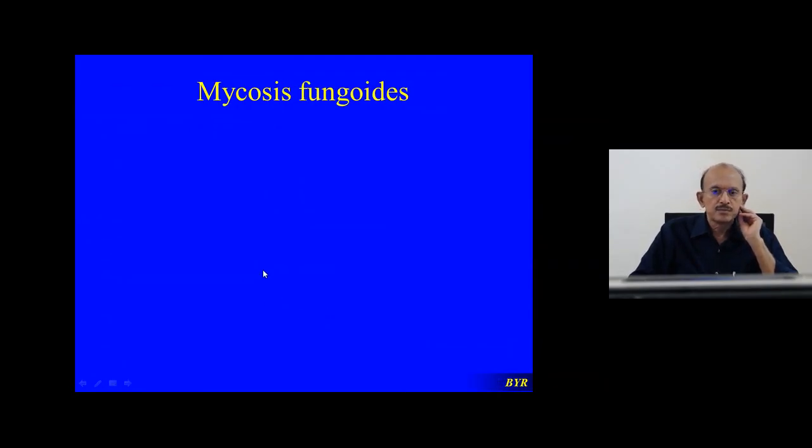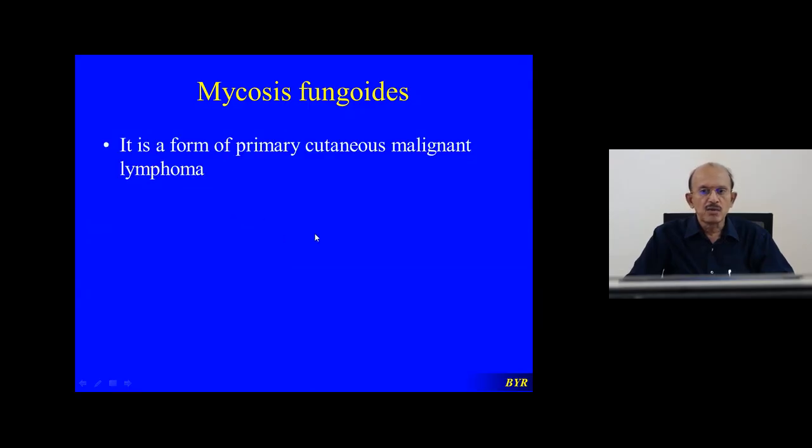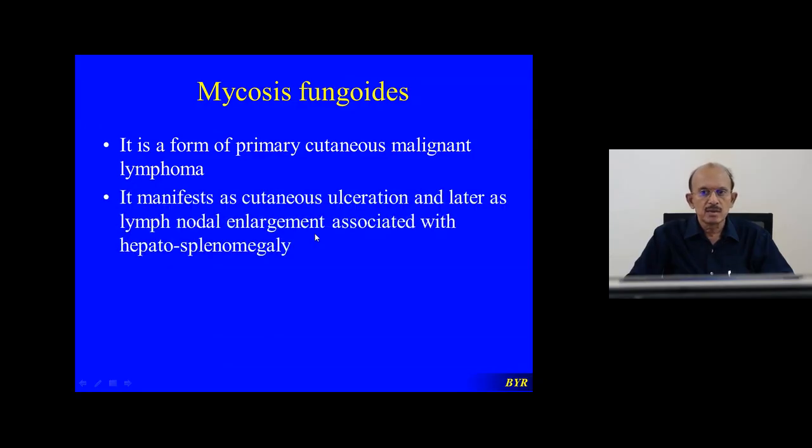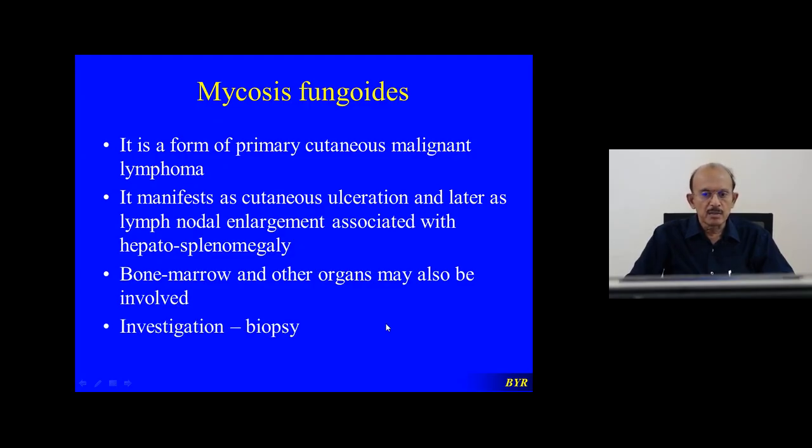Then another dermal malignant lesion is mycosis fungoides. It is a form of primary cutaneous malignant lymphoma. It is a type of lymphoma. You may be confused by fungoides and think that it is a deep fungal infection. Mycosis means it is not like that. It is not a fungal infection. It manifests as cutaneous ulceration and later as lymph nodal enlargement associated with hepatosplenomegaly. Bone marrow and other organs may also be involved. Investigation: biopsy. Treatment: radiotherapy or chemotherapy.